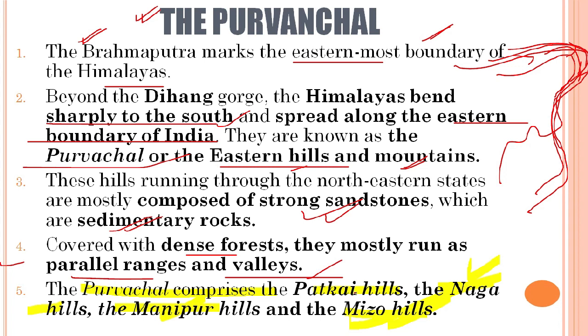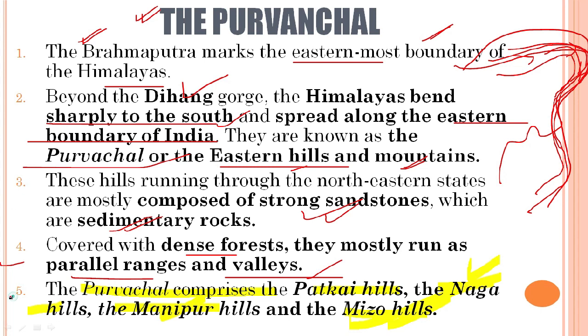Then we came to Purvanchal, and when we came to Purvanchal, we saw that beyond the Dihang Gorge, the Himalayas bend southwards, and basically they occupy the eastern boundaries of India known as Purvanchal or Eastern Hills and Mountains. Basically these are composed of sandstones which are actually sedimentary rocks.